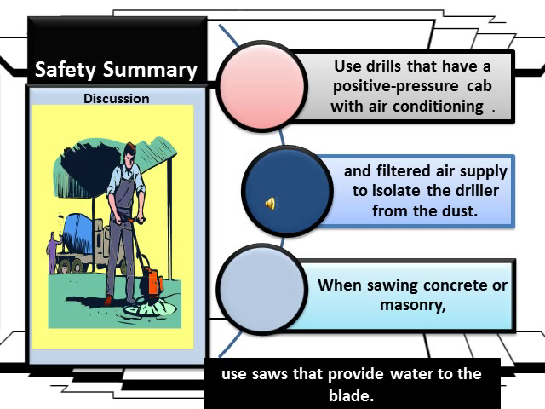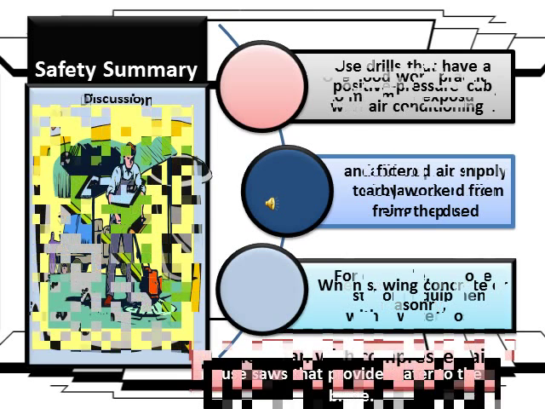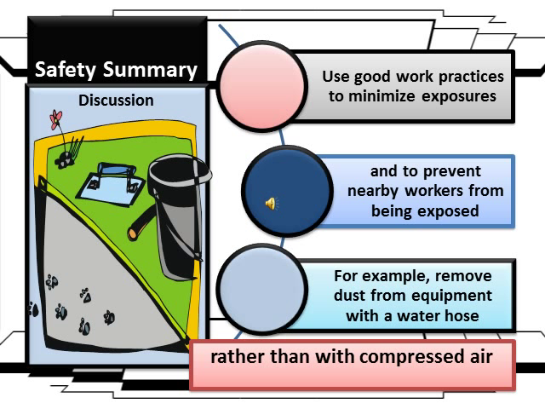Use drills that have positive pressure cabs with air conditioning and filtered air supply to isolate the driller from the dust. When sawing concrete or masonry, use saws that provide water to the blade. In summary, using good work practices such as the ones we have suggested minimizes exposures and prevents nearby workers from being exposed. For example, removing dust from equipment with a water hose rather than compressed air.